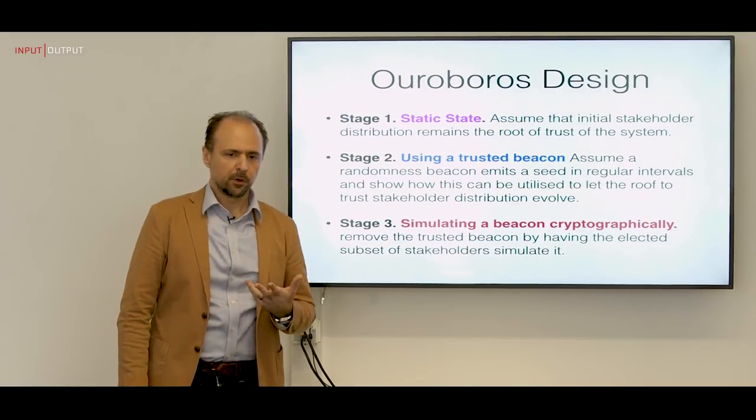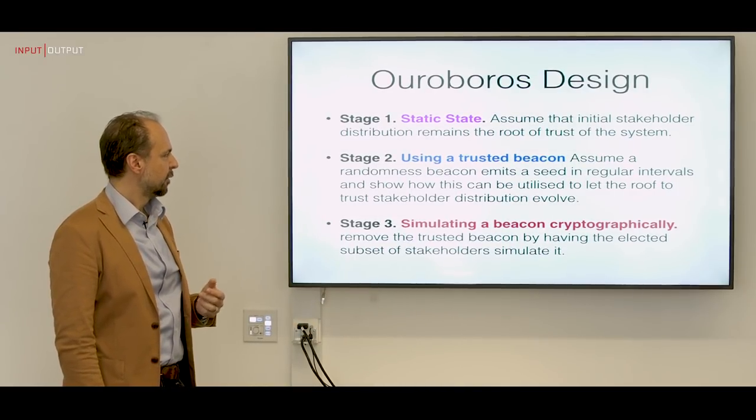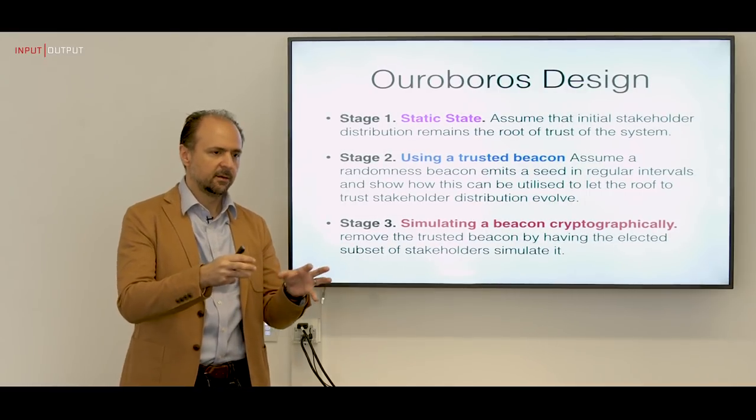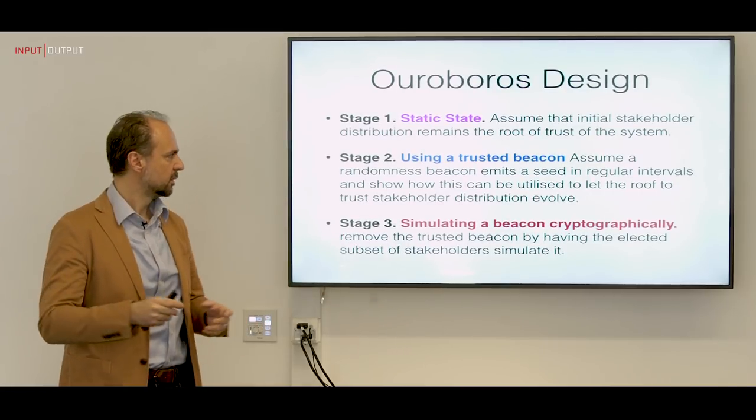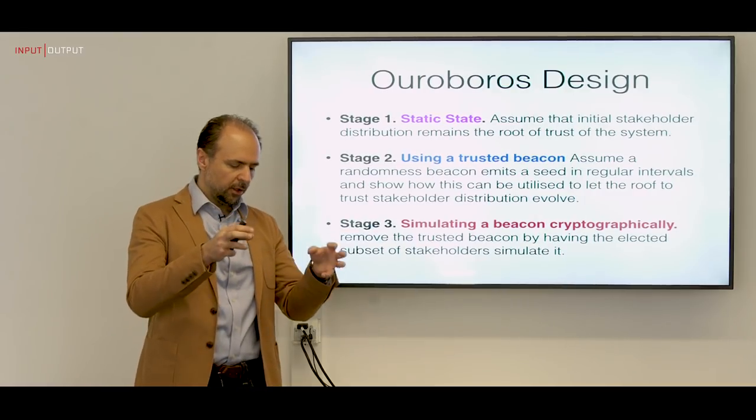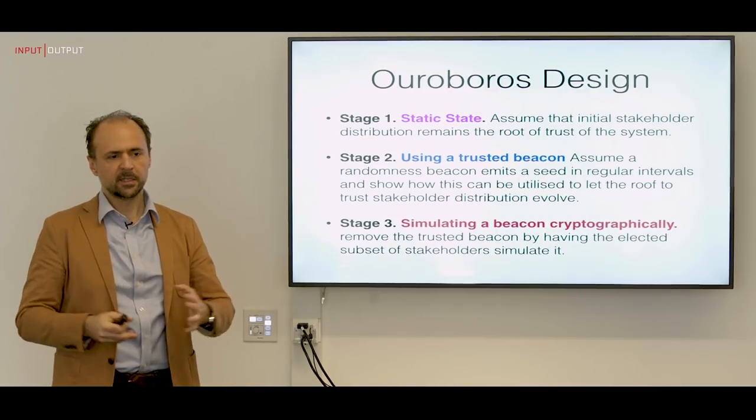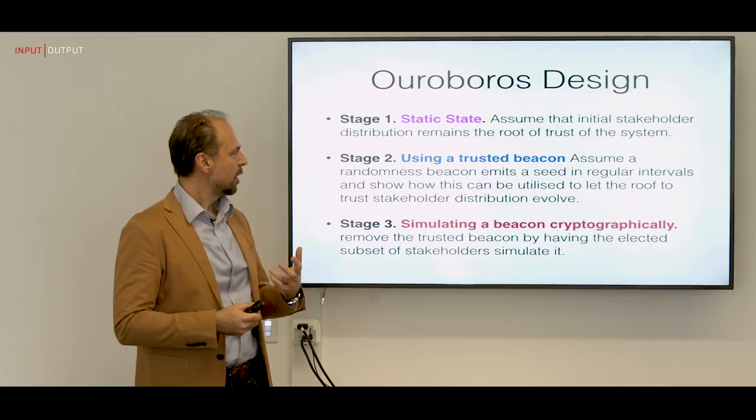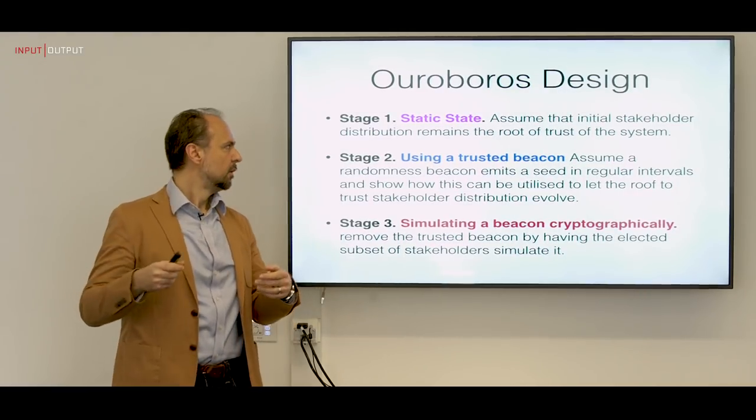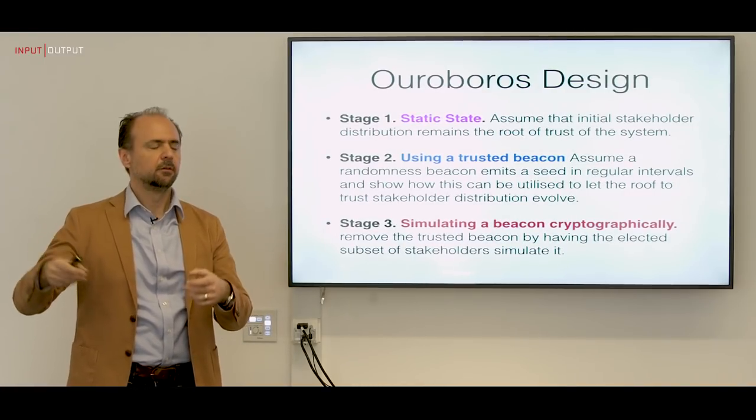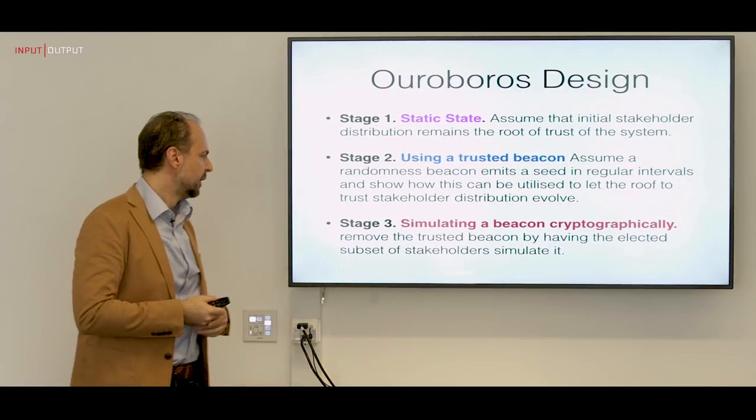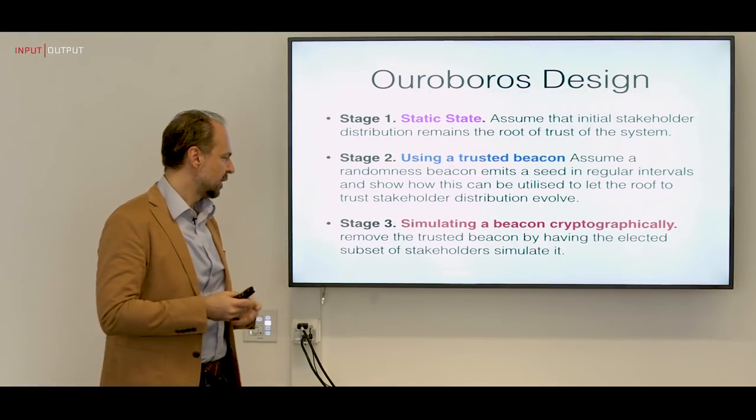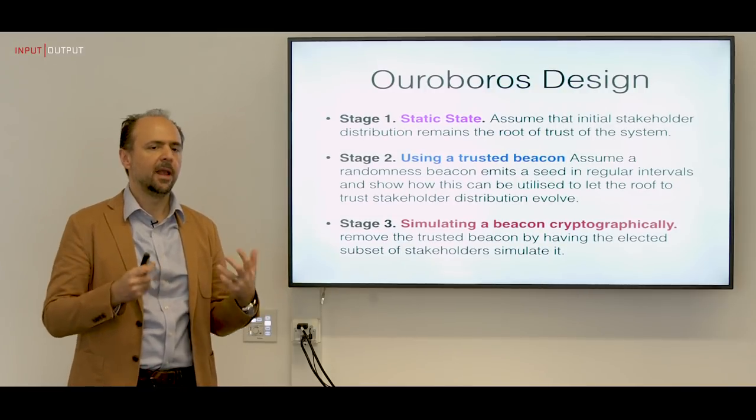The design of all Ouroboros protocols follows a structured, staged approach, as follows. First, an initial analysis is performed in a setting where state is static. So it's basically like we freeze the state of everyone and see how the protocol works. We use a randomness source, which you can think of as otherwise unspecified, like a randomness beacon that at regular intervals emits an unpredictable value. And we show how we can bootstrap the stage one protocol, which is static stake, to a setting where stake is allowed to move and evolve over time. And then finally, at stage three, we show how it's possible to remove the assumption of the beacon and, using some type of cryptographic implementation, show how the protocol itself can emulate the beacon.